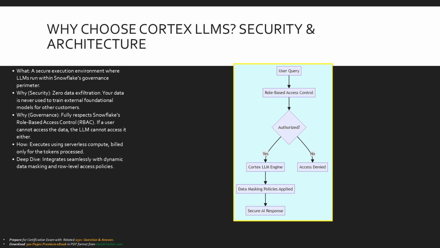But the security checks do not stop there. Before the final output is generated, the system applies any existing data masking policies, ensuring that personally identifiable information or sensitive metrics are redacted or obfuscated. Finally, the user receives a secure AI response at the bottom. This visual perfectly captures how Cortex ensures AI is never a backdoor around your existing data governance rules.